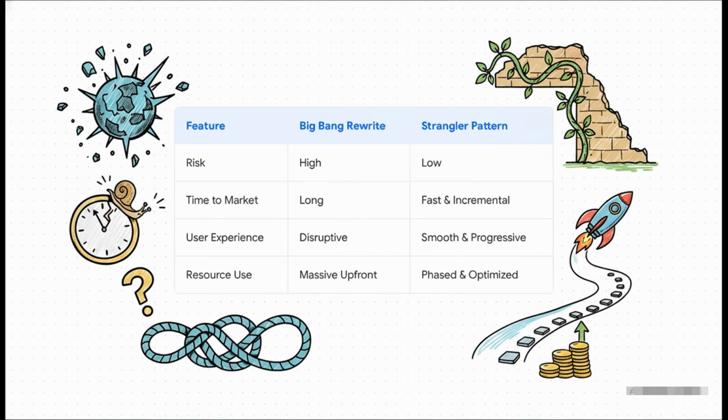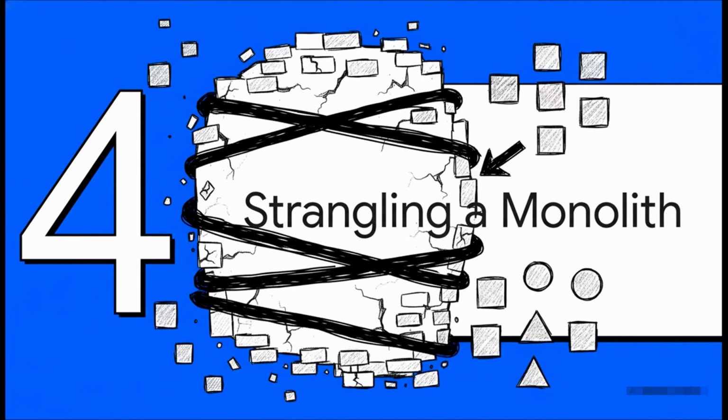Now look at the Strangler Pattern. It's the complete opposite. The risk is low because you're making small, incremental changes. You're constantly delivering new features to your users. The experience is a smooth transition, not a jarring shock. And you can phase your spending, focusing on the most important parts first. It's just smarter.